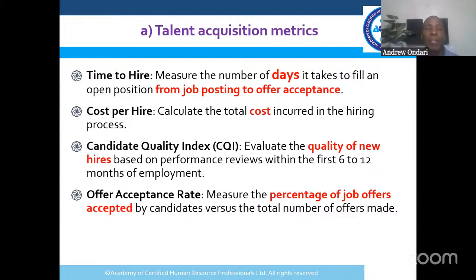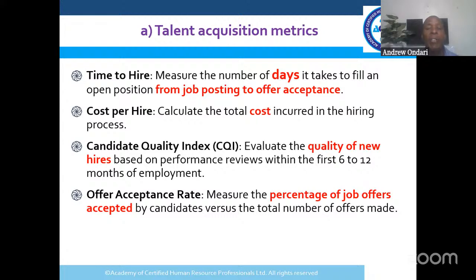Okay, so talent acquisition, these are the metrics that we use to measure the success or failure of this process. The first one there is the time to hire. Here we look at the number of days or even weeks that it takes to fill a vacant position.